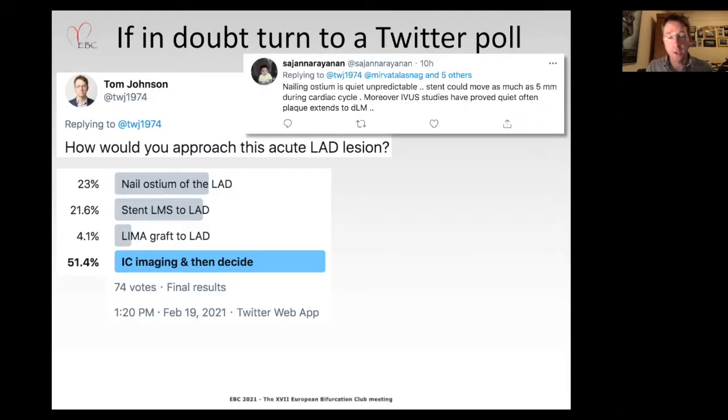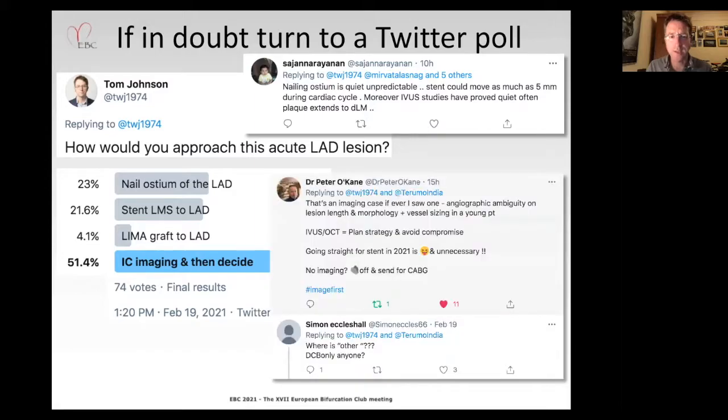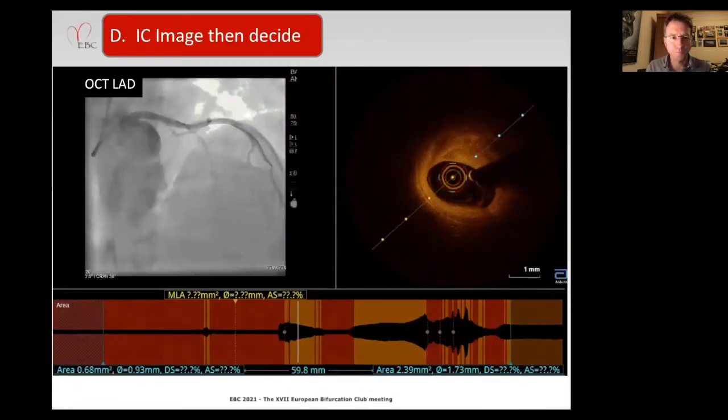But we see that some of the respondents were suggesting nailing an ostium is unpredictable, and we certainly know that imaging studies help in terms of delineating where disease extends. Going straight to a stent, Peter O'Kane would suggest, is unnecessary, that you have to consider the imaging. Simon Eccleshall suggested that we should be considering a drug-eluting balloon.